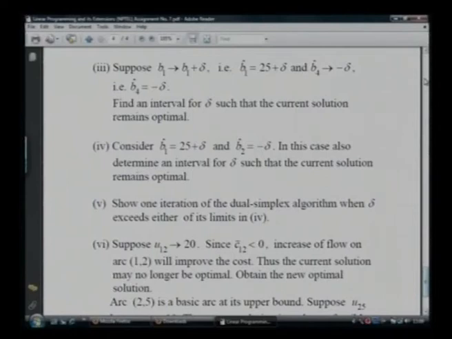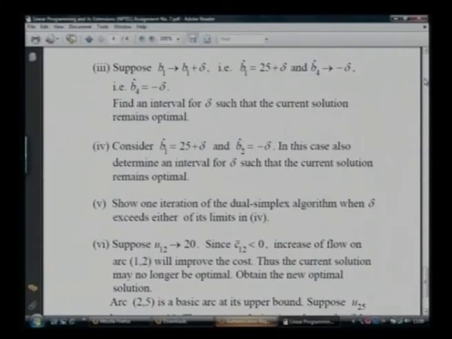Then part 5, which I just discussed with you, relates to change in the capacity values. So U12 is a non-basic arc, and I am saying that the capacity goes up to 20. So the current capacity may be, check whatever it is. And since C bar 12 is less than 0, I am reminding you again that the increase of flow on arc 12 will improve the cost. Thus, the current solution may no longer be optimal. Obtain the new optimal solution.